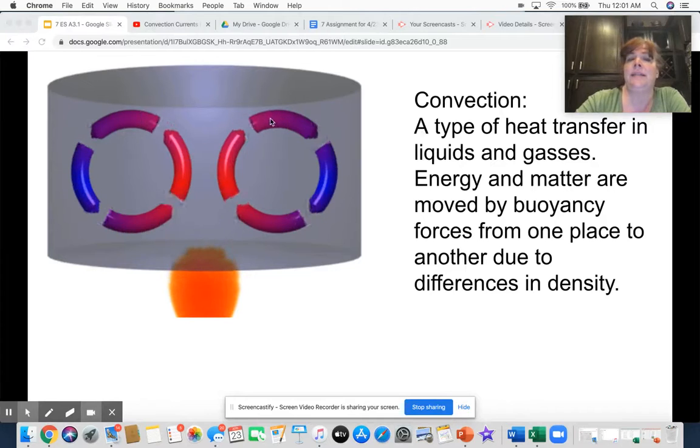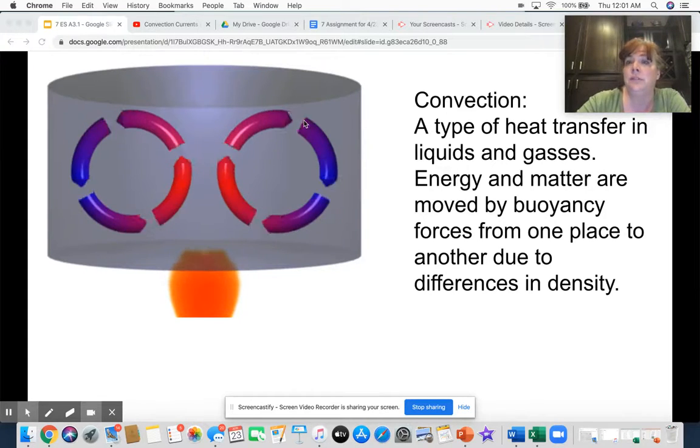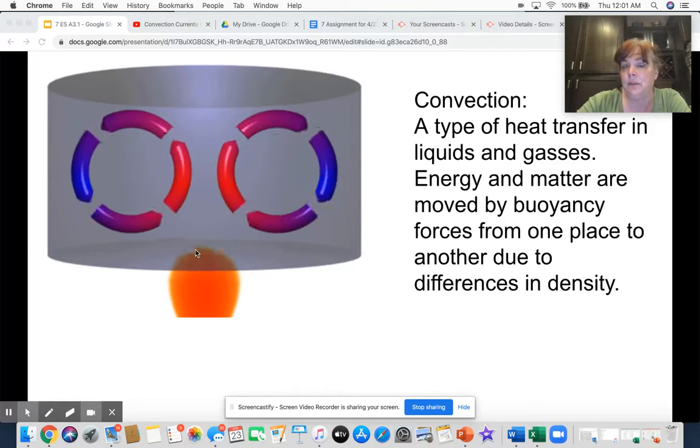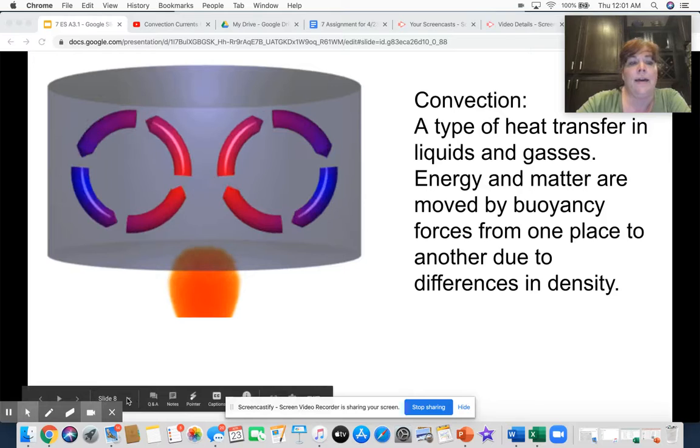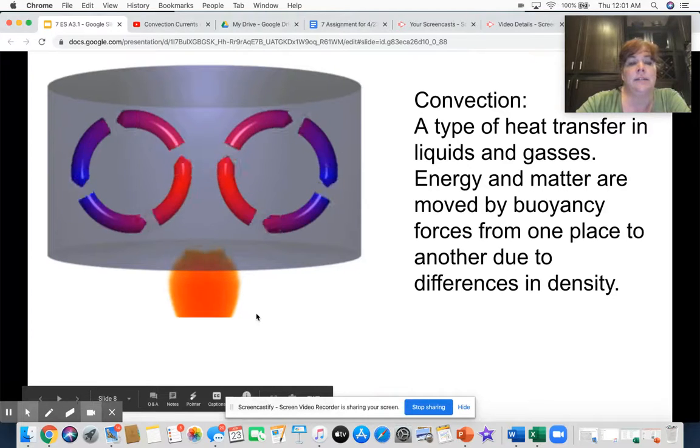Now, as it gets up here to the top, it's going to start losing some of that thermal energy, and it's going to get pulled back down, okay? Let's look at our next slide.